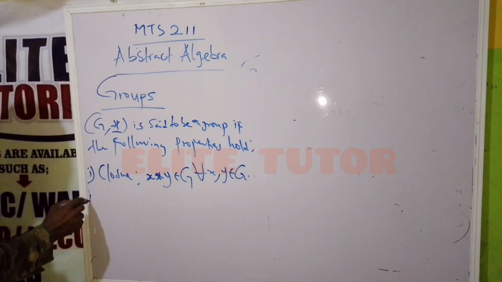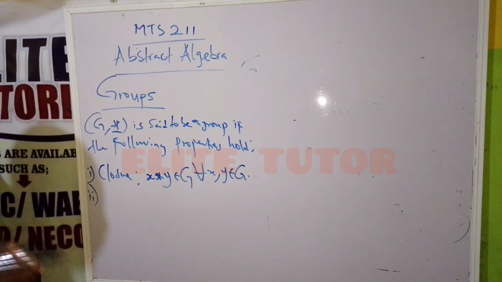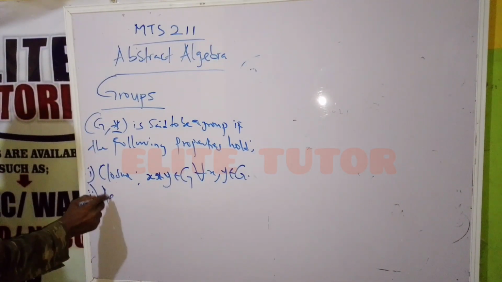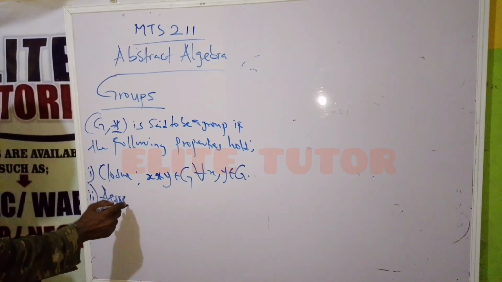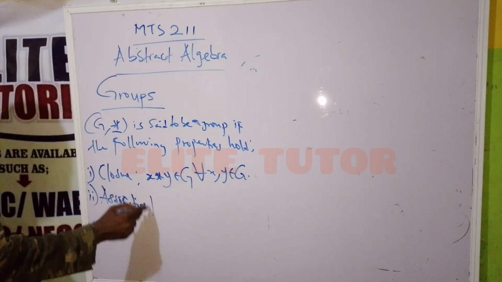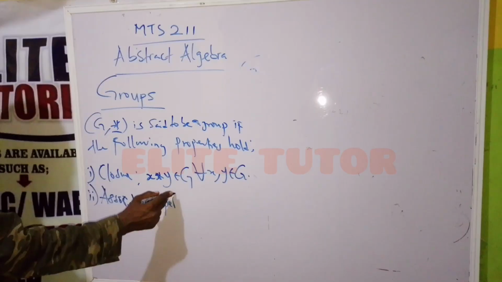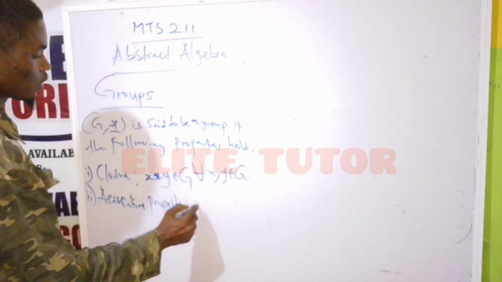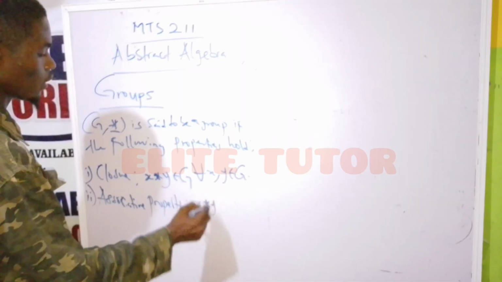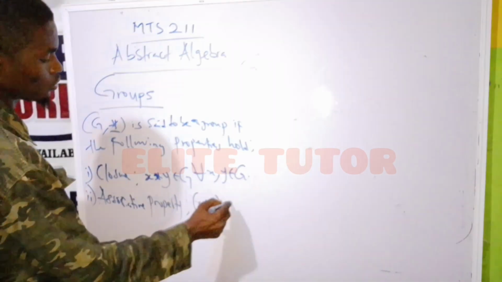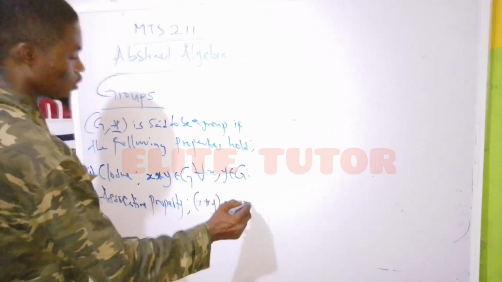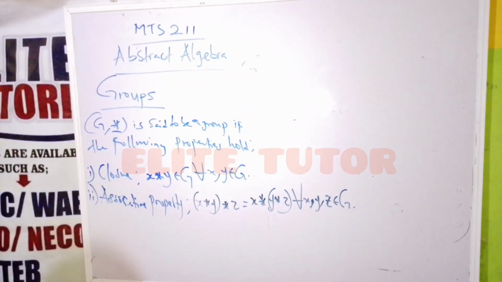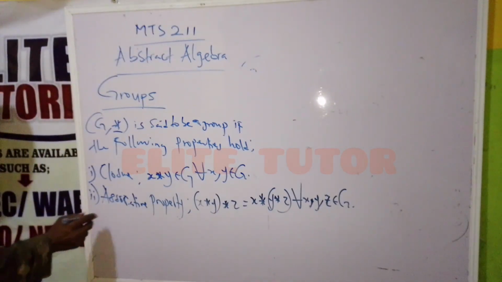The second property is what we call the associative property. For the associative property, (x operation y) operation z is an element of what? G. It's just as simple as that. So that's the associative property.